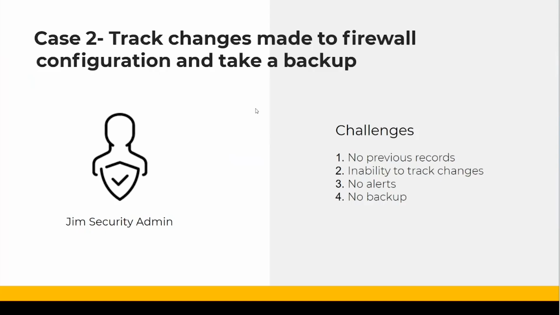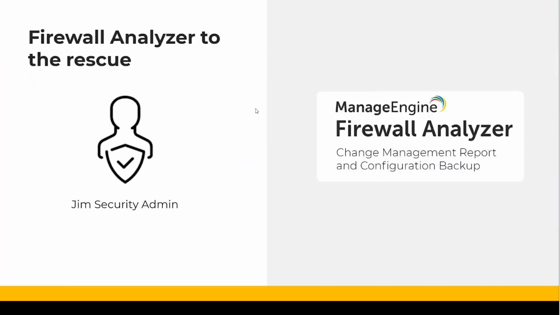They want to avoid this in the future, and hence the second task that has been assigned to Jim is to monitor and record all the changes to the firewall. Also, given that the latest configuration has been tampered with, it is required for Jim to identify a previous configuration version and restore the configuration files without any issues. Let us look at how Firewall Analyzer's change management reports and configuration backup help Jim resolve this issue.